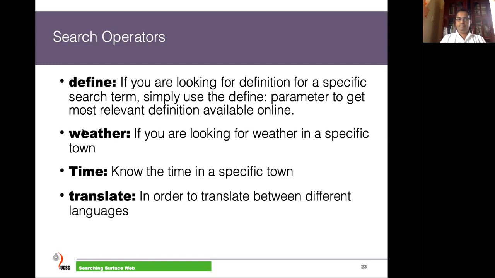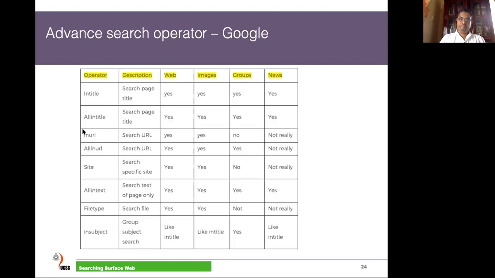Similarly, Google can translate between many languages, as you know. If you want to translate some words directly at the search prompt, type translate colon and the word you want to translate to the language. Then it tells the word.